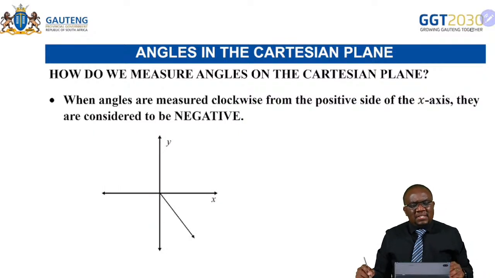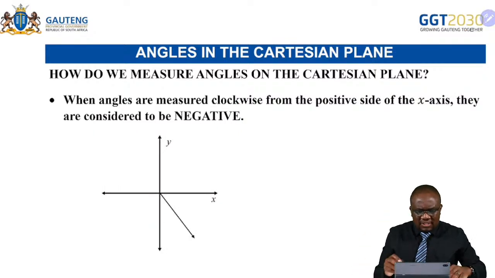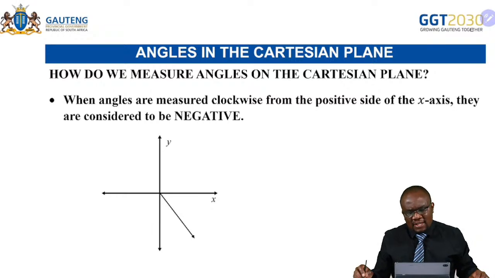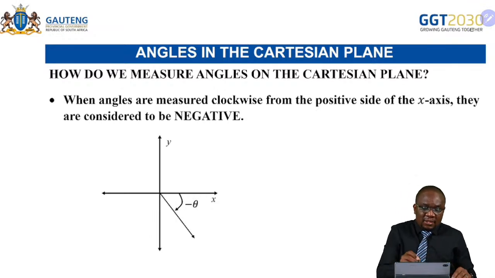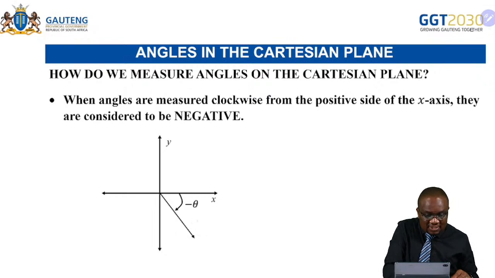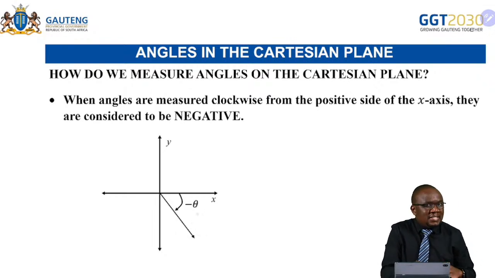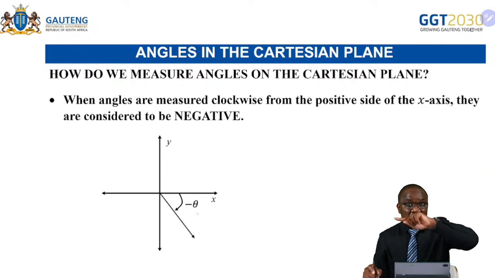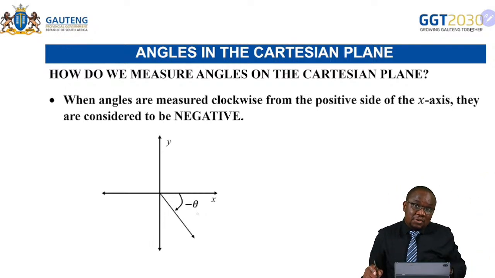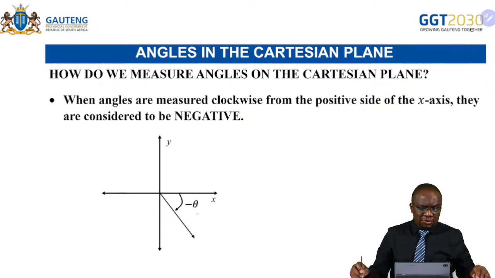But just for your knowledge, when angles are measured clockwise from the positive side of the x-axis, they are considered to be negative. Like this one is a negative angle. We are going to be doing negative angles very soon. But for anti-clockwise, we'll go in all the quadrants: quadrant 1, quadrant 2, quadrant 3, quadrant 4. I wanted you to know that.